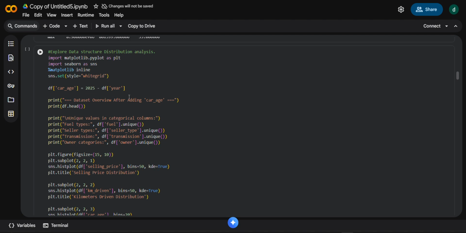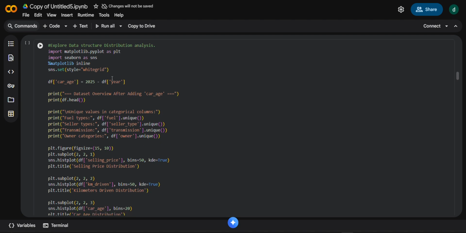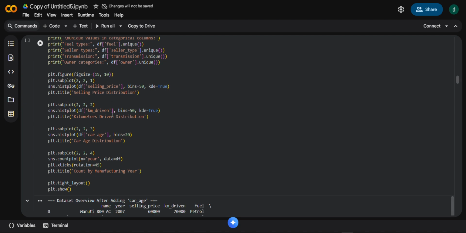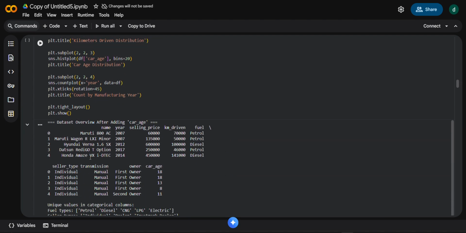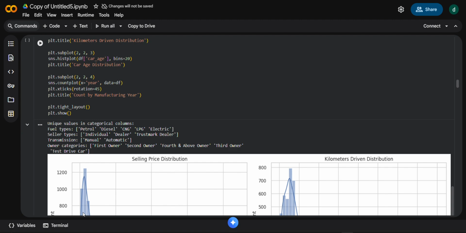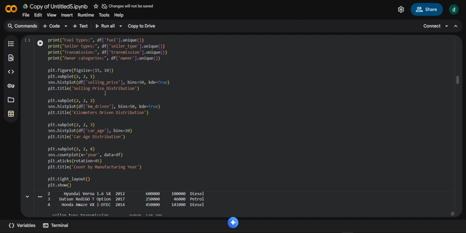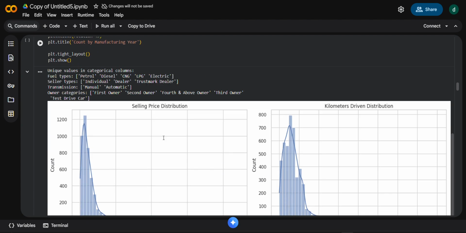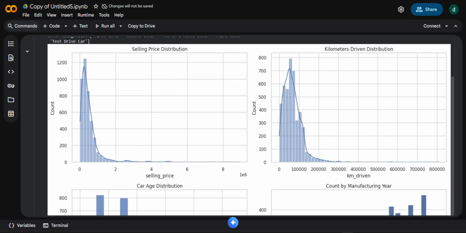As a part of feature engineering, I created a new column called car age, which equals 2025 minus the manufacturing year. This new column was important because the car's age is a major factor in determining its selling price. Next, visualizing the data distributions. After that, I created some plots, heat maps and graphs.